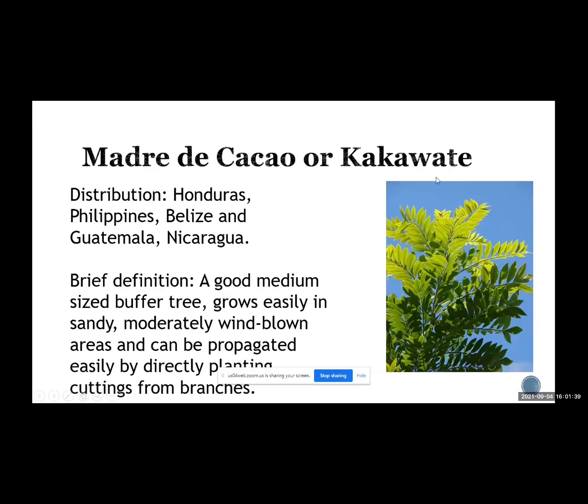Padre de cacao or cacahuati. Distribution: Honduras, Philippines, Belize, Guatemala, and Nicaragua. Brief definition: a good medium-sized buffer tree that grows easily in sandy, moderately windblown areas and can be propagated easily by directly planting cuttings from branches. So it can be planted even with just branches, because it still grows without the roots.